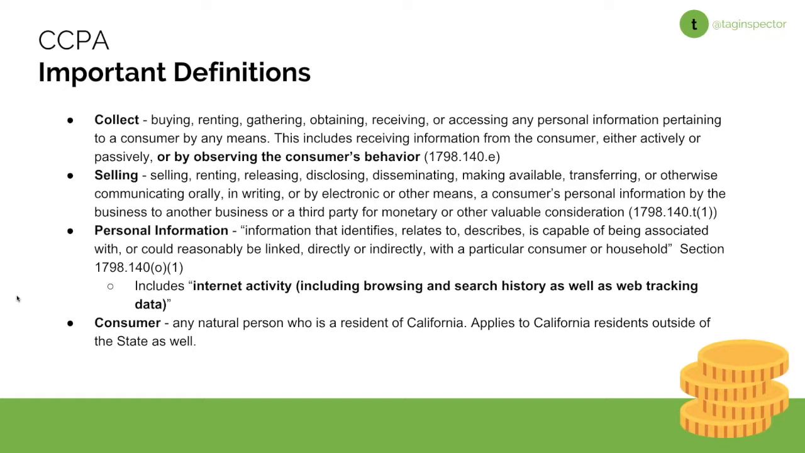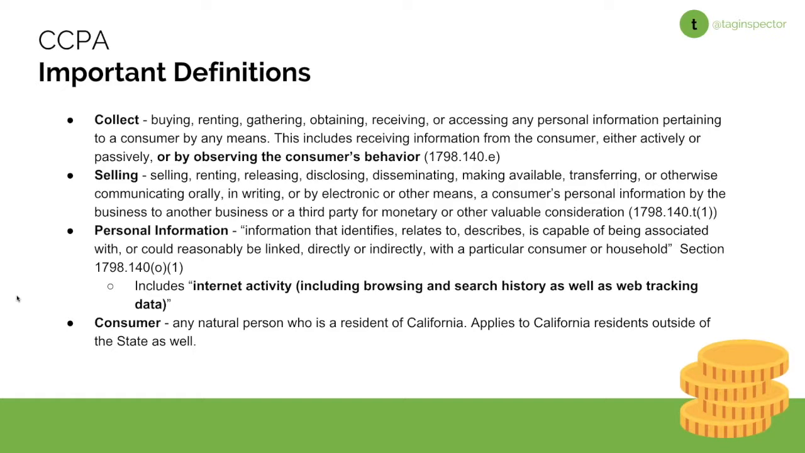Selling, it's a little bit more narrow. Selling, renting, releasing, disclosing, making available, all those things. Personal information about a user to another business or a third party, again, for monetary or other valuable consideration. One really important thing here is if you're collecting that information, publishing websites, if it's ad-based revenue, you're collecting users' information and then you're selling that based upon their behavior, if it's targeted at all. So that's going to constitute that selling requirement there.